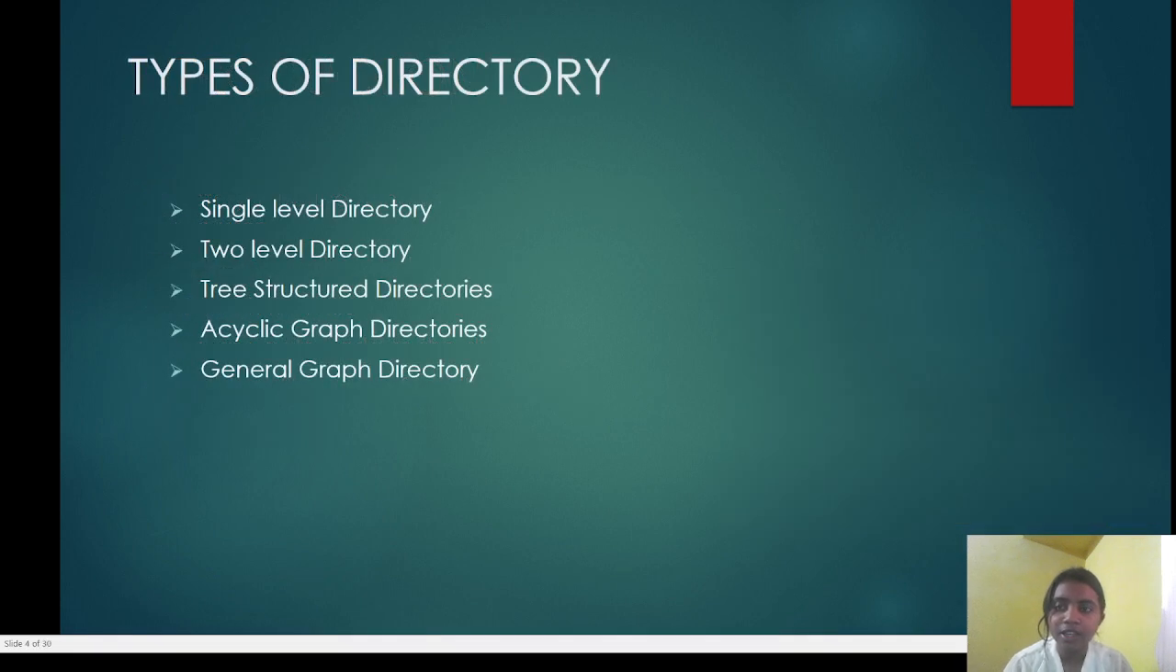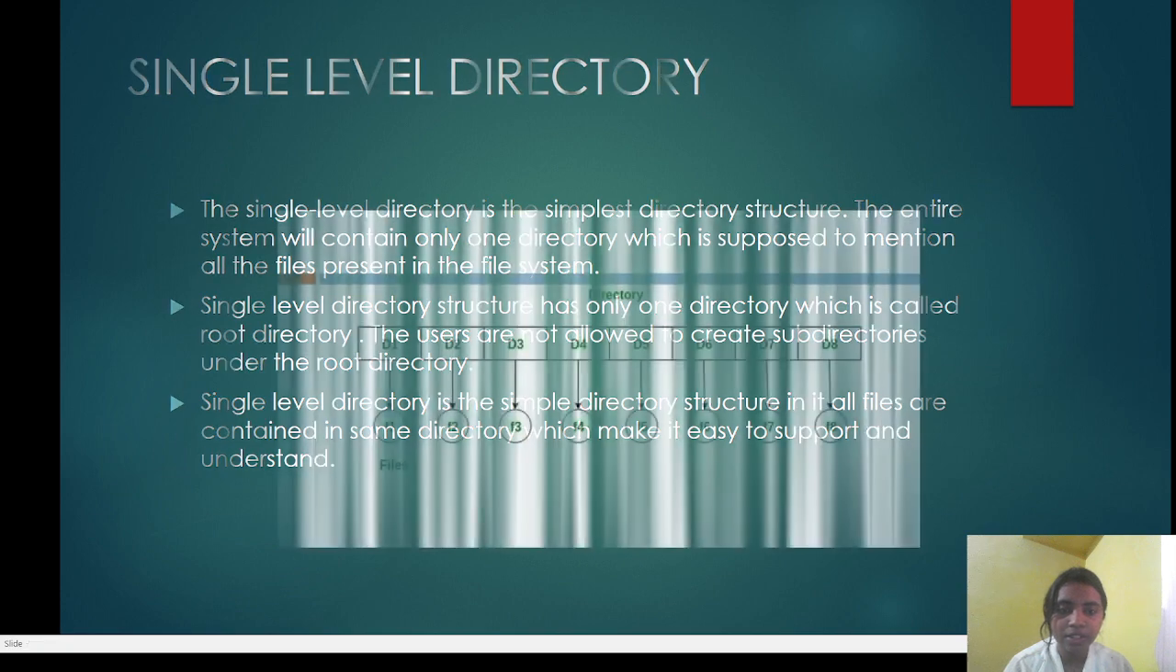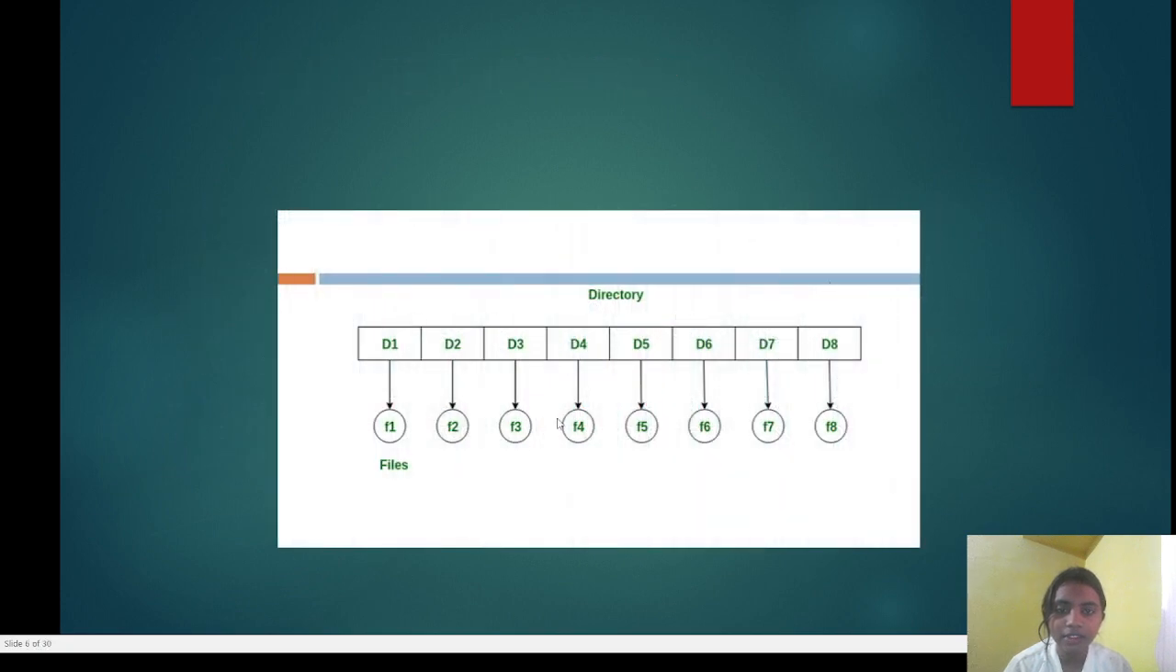Types of directory. We have single level directory, two level directory, tree structured directories, acyclic graph directories, general graph directory. In single level directory, the single level directory is the simplest directory structure. The entire system will contain only one directory which is supposed to mention all the files present in the file system. Single level directory structure has only one directory, which is called the root directory. It is a single level directory because it is only one level.